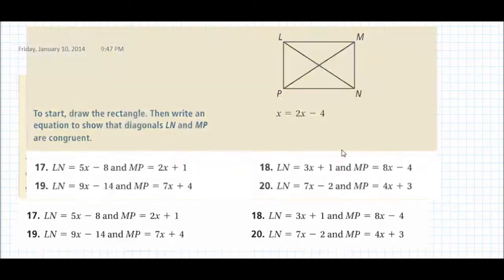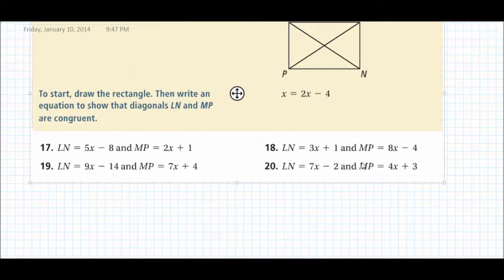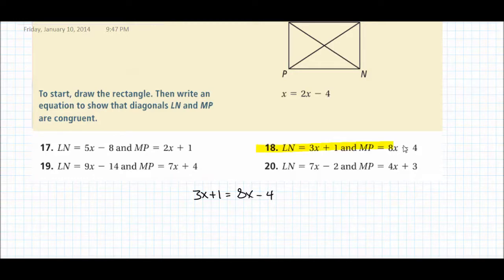Going to 18, same concept. I'm going to speed through this a little bit, and we can just set those two equations equal to each other. So we can say 3x plus 1 is equal to 8x minus 4. Again, so you can follow along, we're doing number 18 now. And we're saying that is LN, and that is equal to MP.